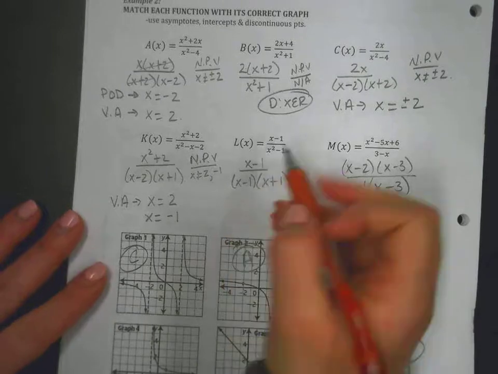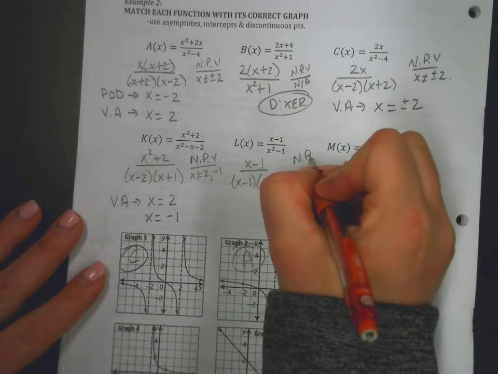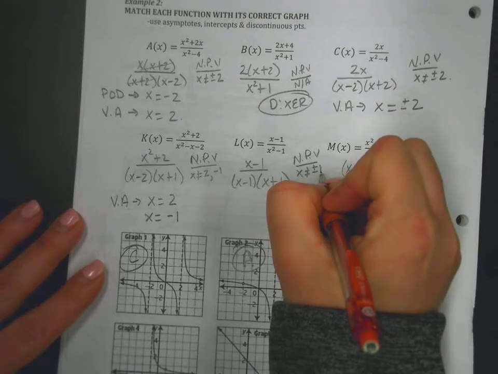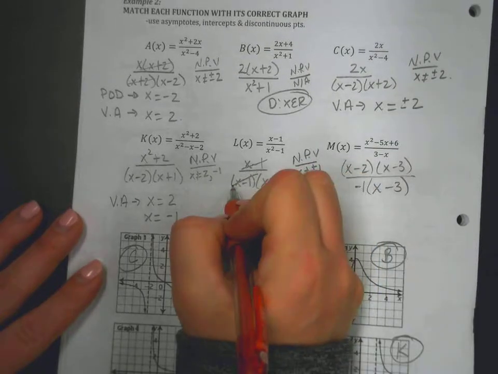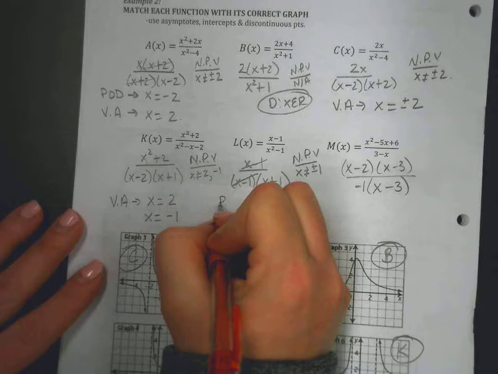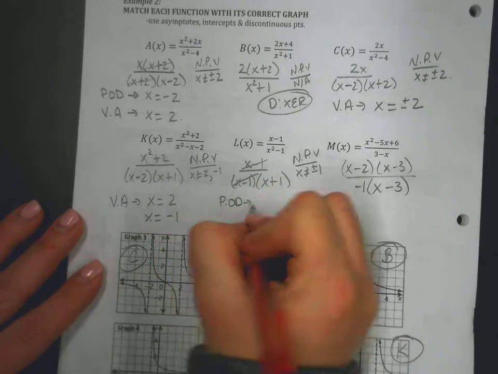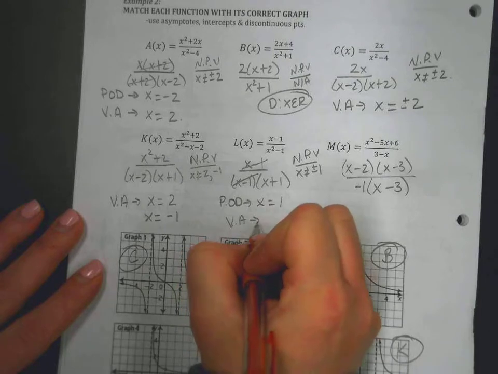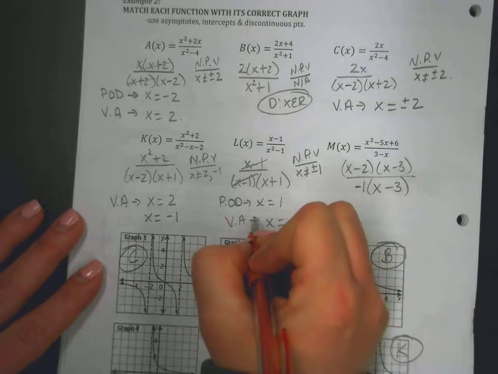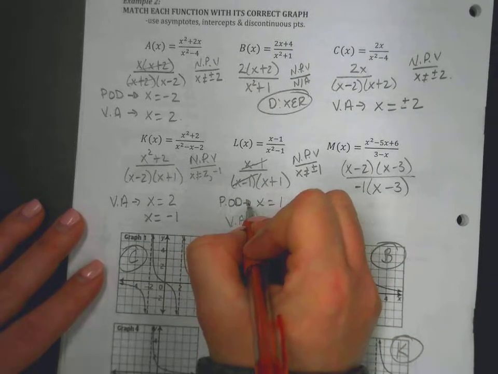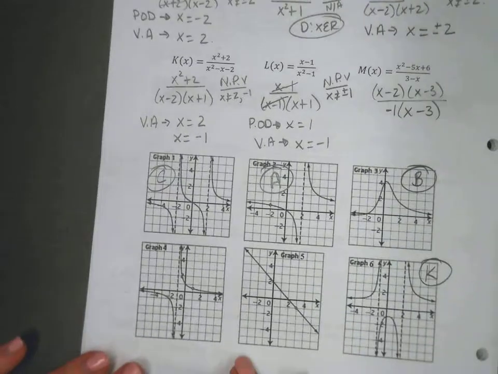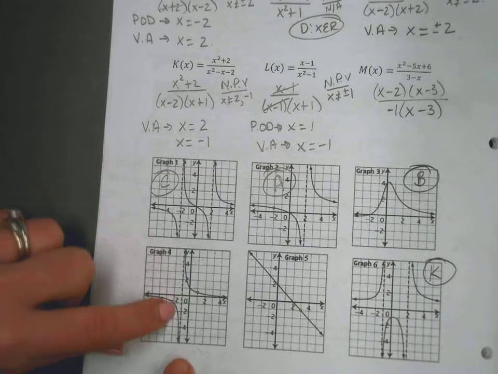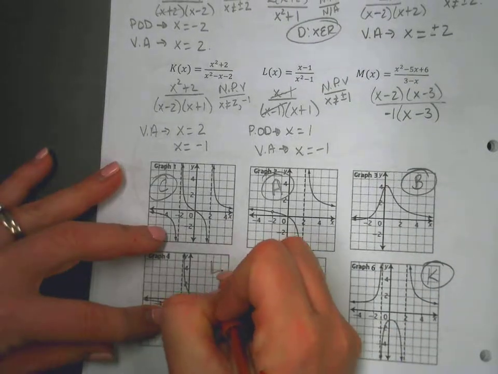L, so let's talk about non-permissible values first. X cannot equal positive or negative 1. My x minus 1 cancels, so this tells me I have a point of discontinuity at x equals 1 and a vertical asymptote at x equals -1. So I'm going to find that graph, point of discontinuity at positive 1, vertical asymptote at -1, so this has to be L.